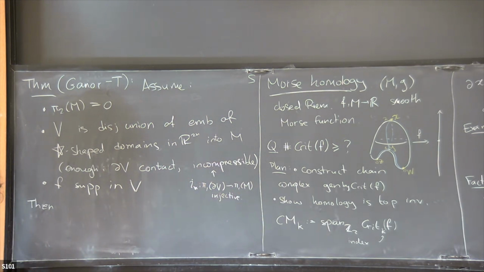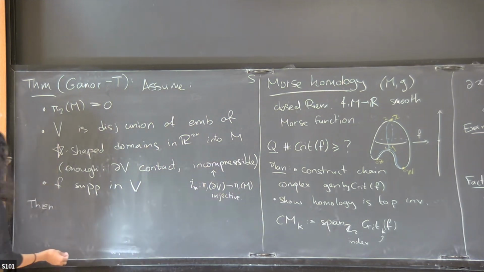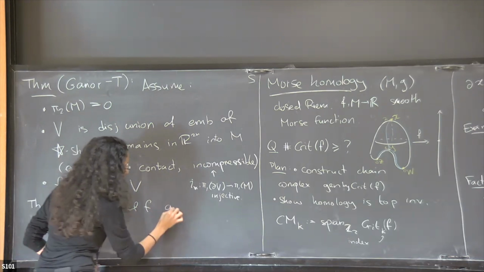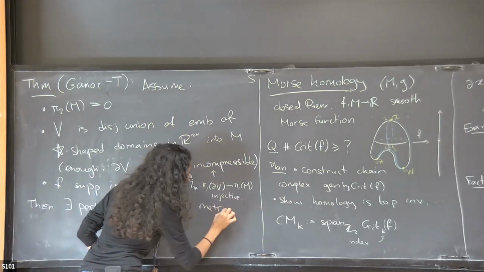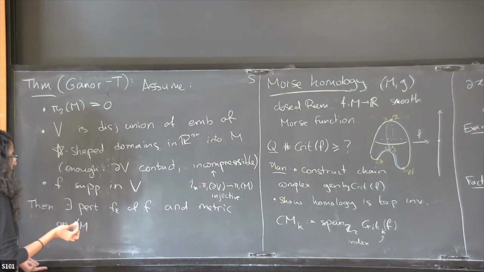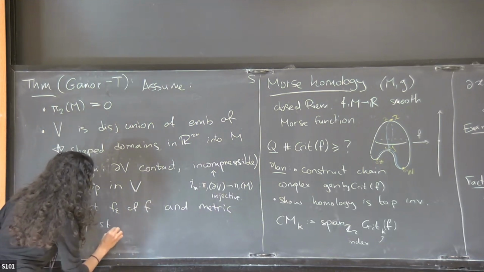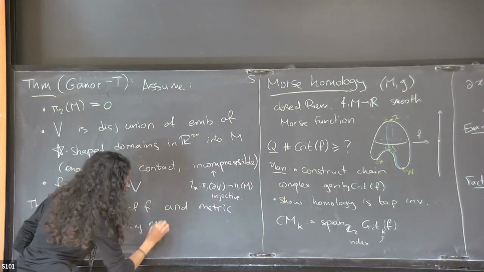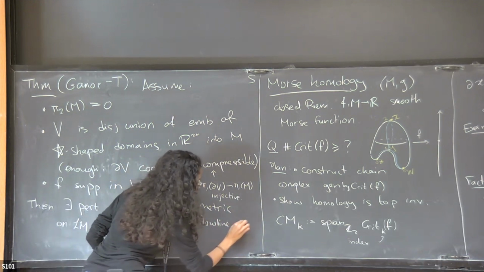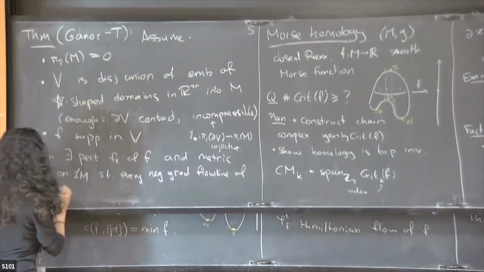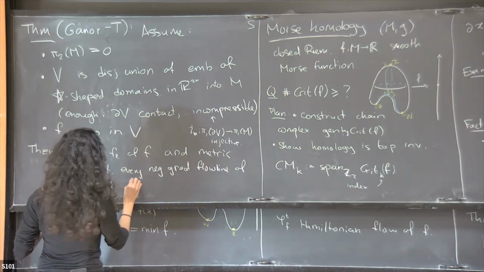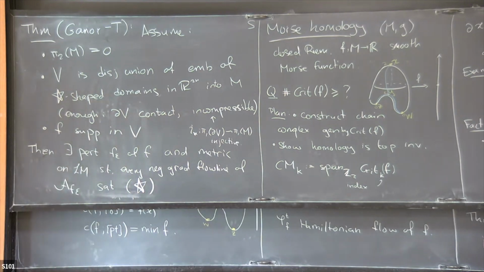So, if we have these assumptions, then there exists a perturbation of F and a choice of metric, or almost complex structure, if you know what it means, on the manifold, such that every negative gradient flow line of the action function with respect to it satisfies these restrictions. Let's call it star.